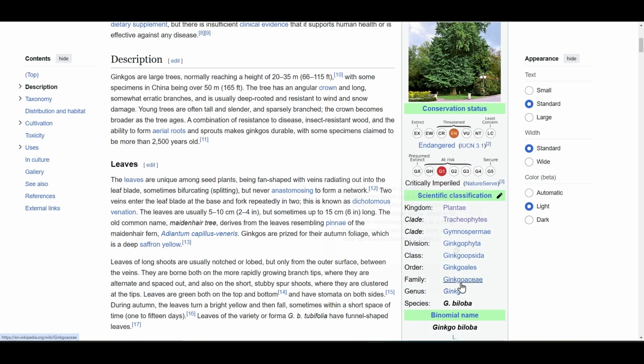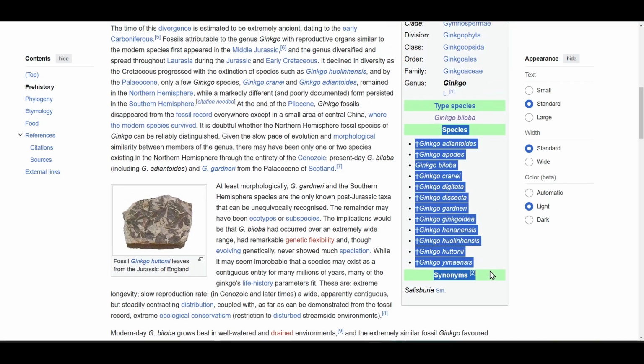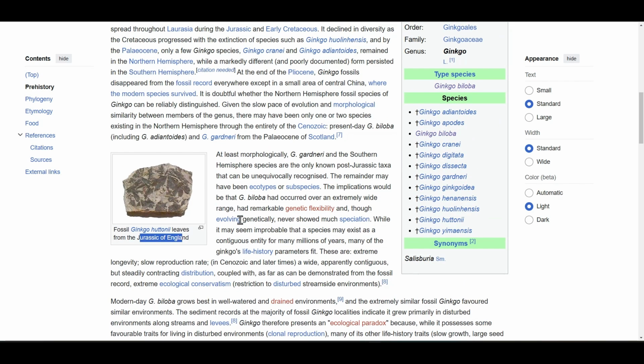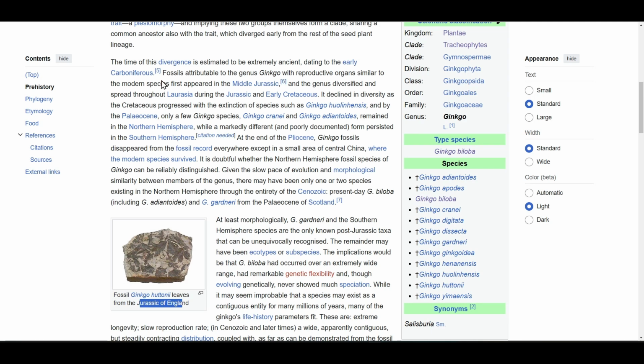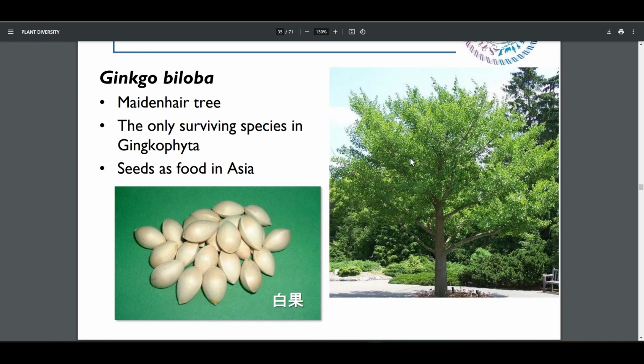Alright, so we can look at ginkgo. Originally, ginkgo has a lot of species. Well, not a lot, a good amount, but all of them are dead except for ginkgo biloba. And I think they first evolved from the Jurassic period, or maybe earlier. I'm not too sure. First appeared in Middle Jurassic for the modern species. Look at it yourself if you're interested.